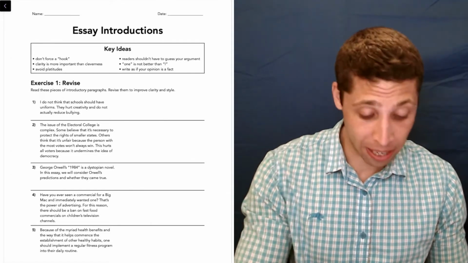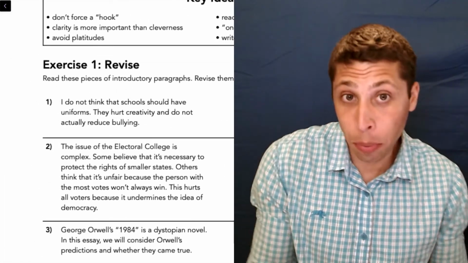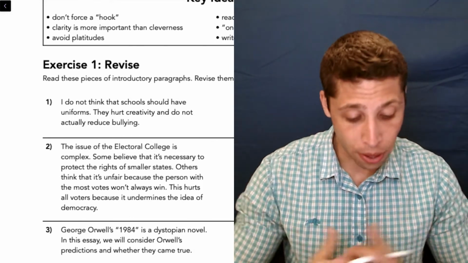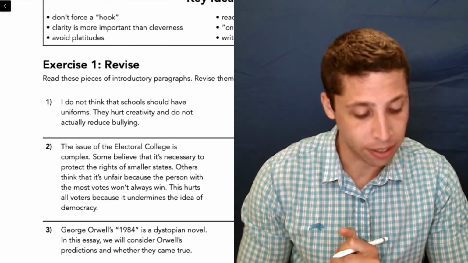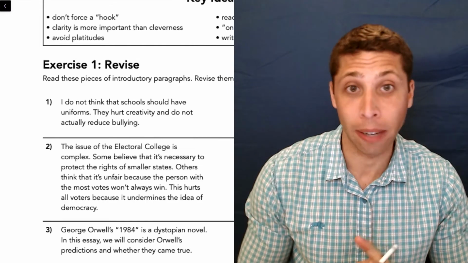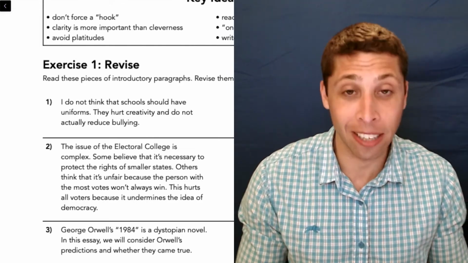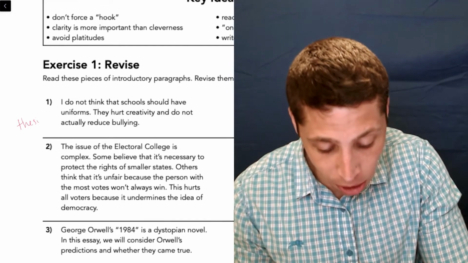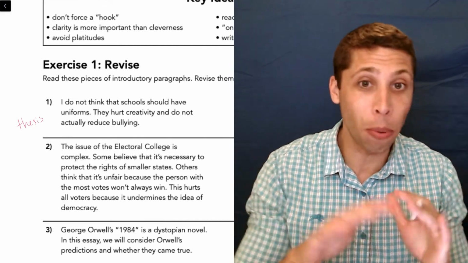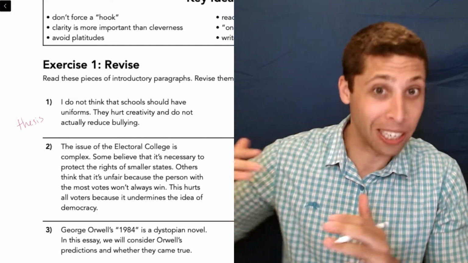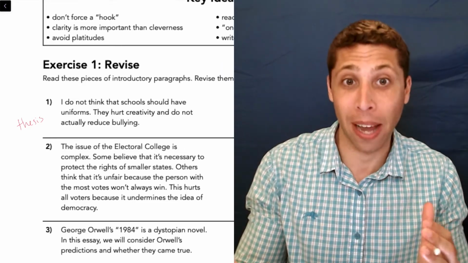So looking at these examples, this first one actually does a pretty good job of getting to the point. I do not think that schools should have uniforms. They hurt creativity and do not actually reduce bullying. So maybe there'd be more to that intro. It'd have more in context, but this is basically a thesis. I know what this person is going to argue. I have no problem with what's going to come next. I know what to expect.